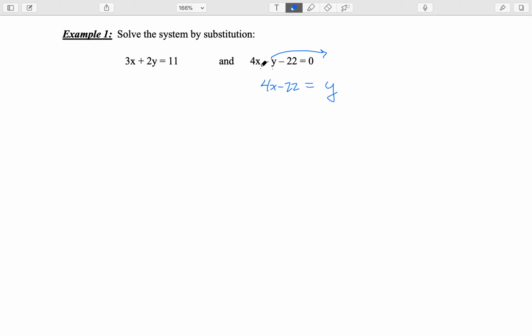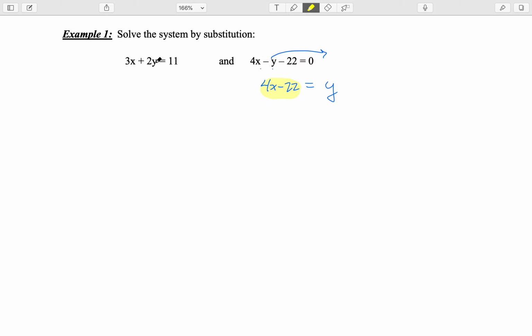Now, I could have moved over the x, but it's easier to move the y. Here's why: I don't have to divide by a number, right? I don't have to create fractions. If I was solving for x equals, I would have to divide everything by 4. I don't want to divide by 4, not 22. So here we go. y is equal to 4x take away 22.